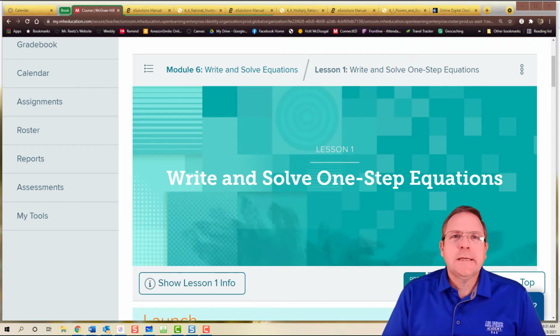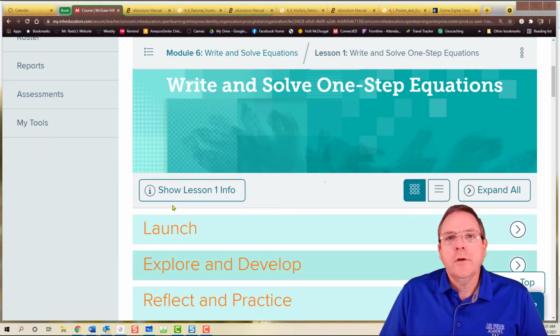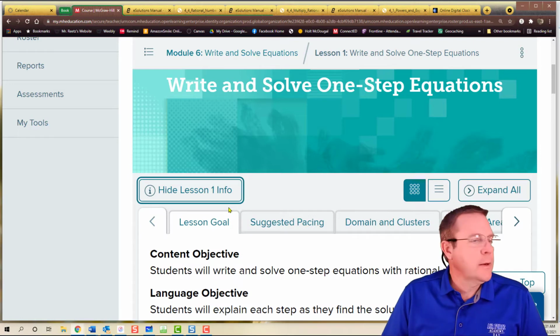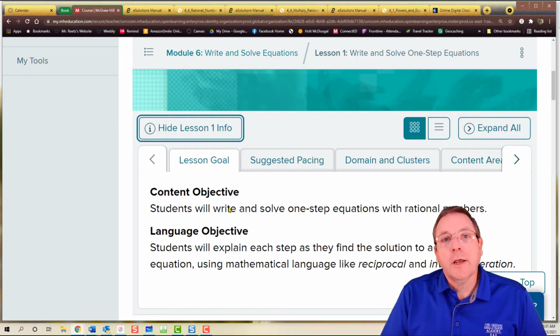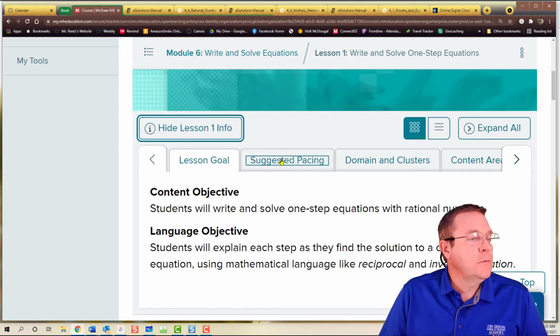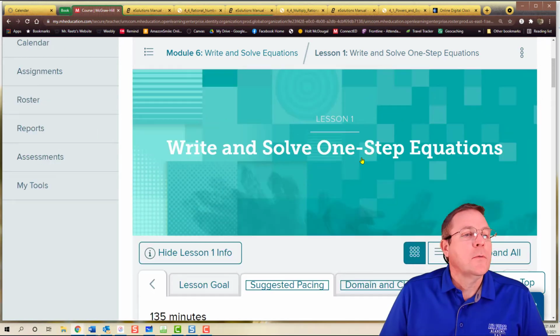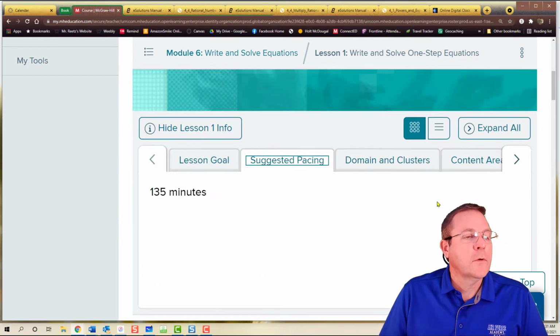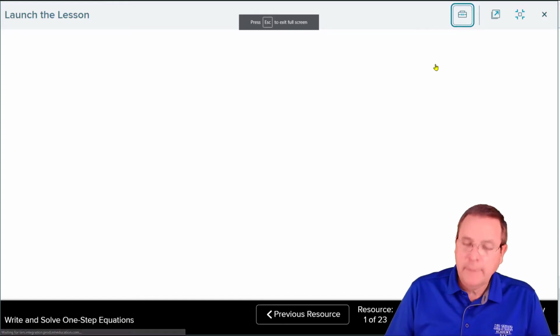In Module 6, Lesson 1, we're going to learn to write and solve one-step equations. This is where we're really going to start getting into some of that big boy math and showing our work algebraically. From here, students will write and solve one-step equations with rational numbers for your content objective. The suggested pacing guide says this one's going to take us a while. We love long lessons, don't we? So let's go ahead and get started in what we're working on so we can get finished with what we're working on.